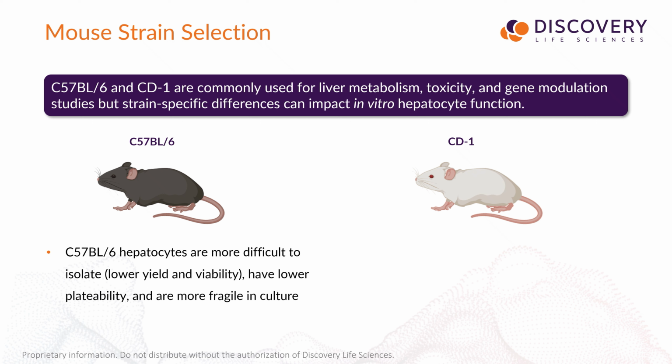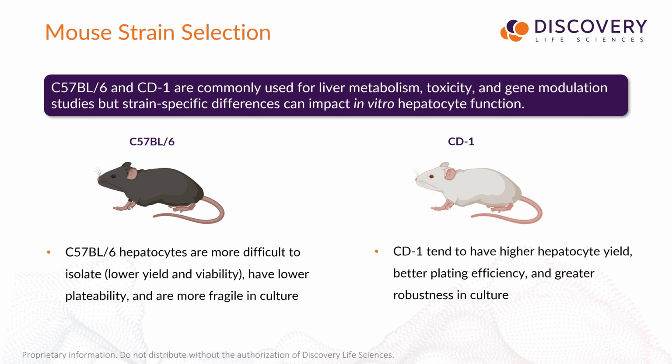C57BL6 is often favored due to its broad compatibility with CRISPR technologies. However, hepatocyte isolation from this strain poses greater technical challenges, typically yielding lower cell numbers and viability. These cells also demonstrate reduced plateability and are more fragile in culture compared to the more robust outbred CD1 strain.